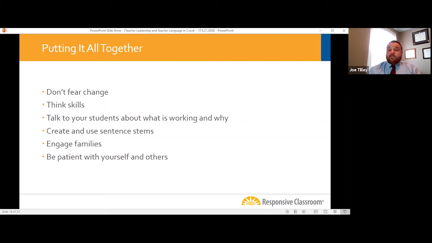I cannot stress enough creating and using sentence stems for yourself, keeping those handy, making sure that you've got a resource that's available to you to know how to use language such as "I notice" or "before we begin, who can tell me," those types of things, and keeping those sentence stems close to you so that you can use them in the appropriate times.